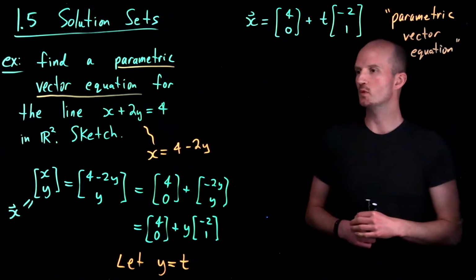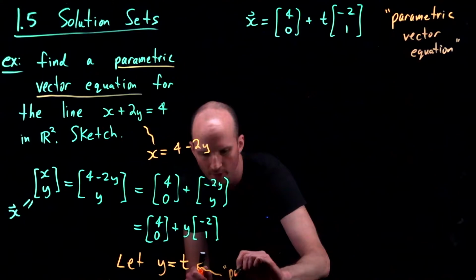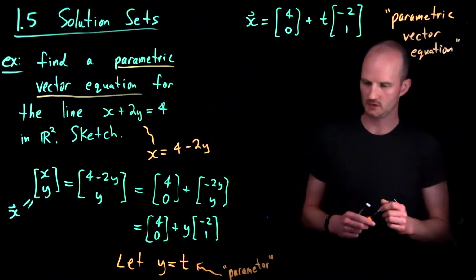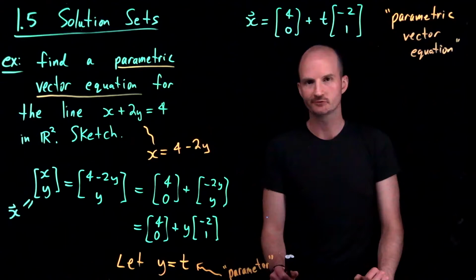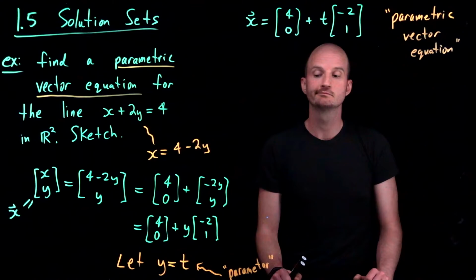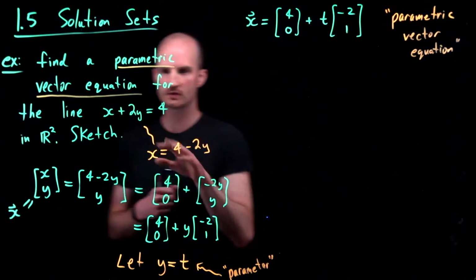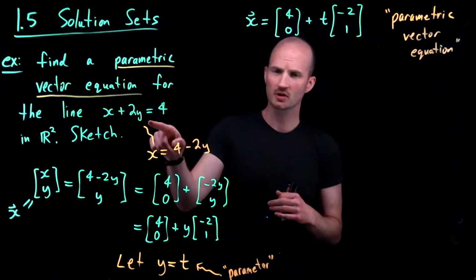Okay, so where are the words coming from? Parametric: this t here is called a parameter. It is something that is varying. In physics, t is often time. Maybe you have this describing the motion of a particle in a straight line, and t is time. And the word vector here is of course because we're giving an equation that involves vectors, as opposed to the original equation that didn't involve vectors. This is sometimes called a scalar equation.